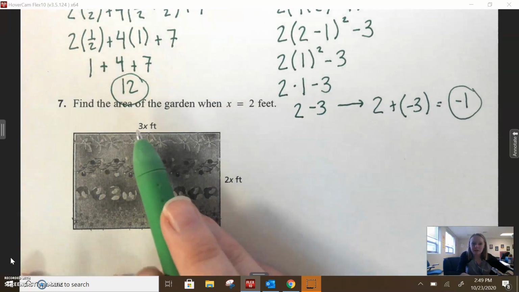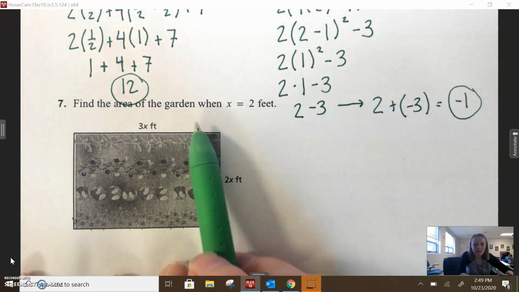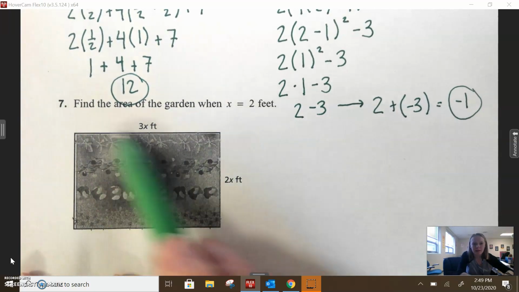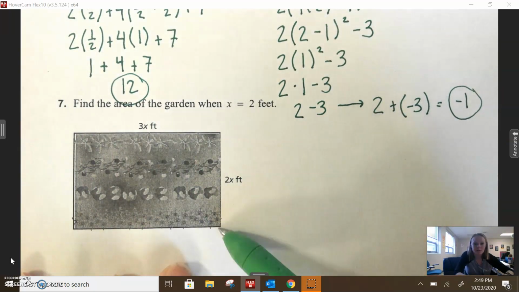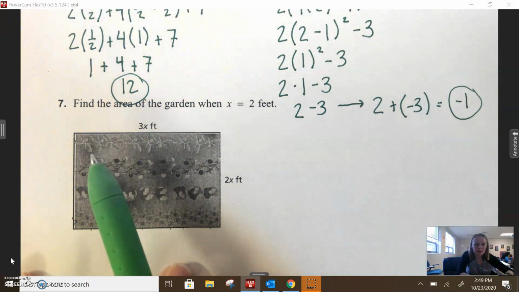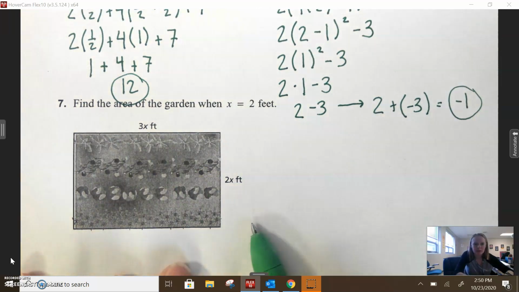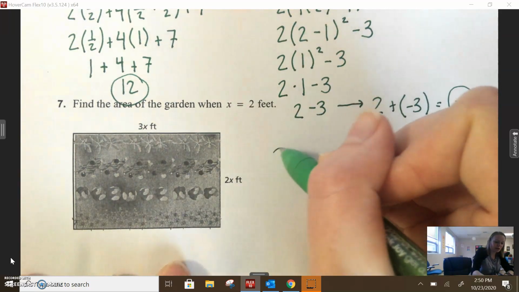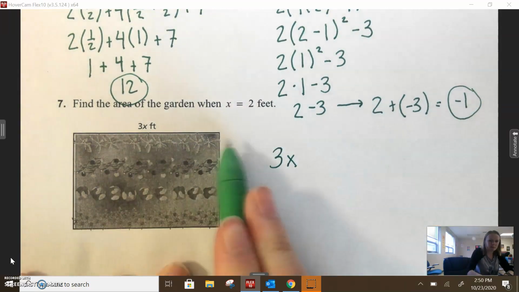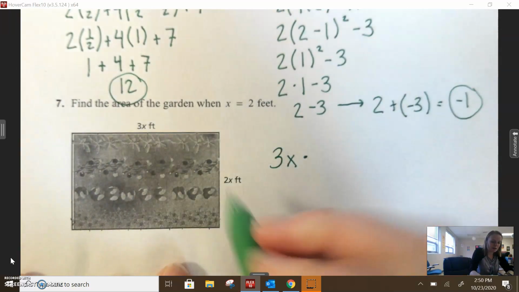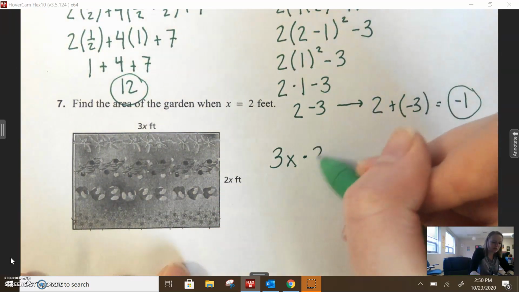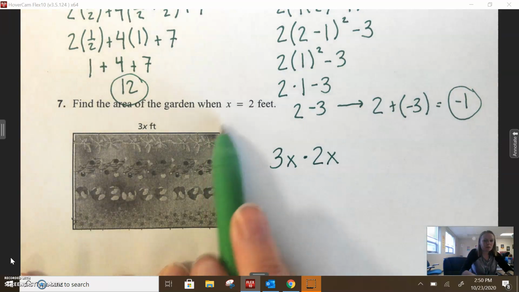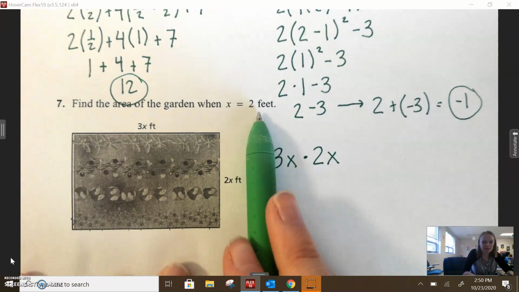All right, the final question here, it was talking about the area of a garden. So the length is 3x, the width is 2x. So when we find the area of a garden, we always do length times width. So we know that this garden's area is going to be a 3x, because that's the length, times the width, which is a 2x. They also tell us in the problem that x is equal to 2.